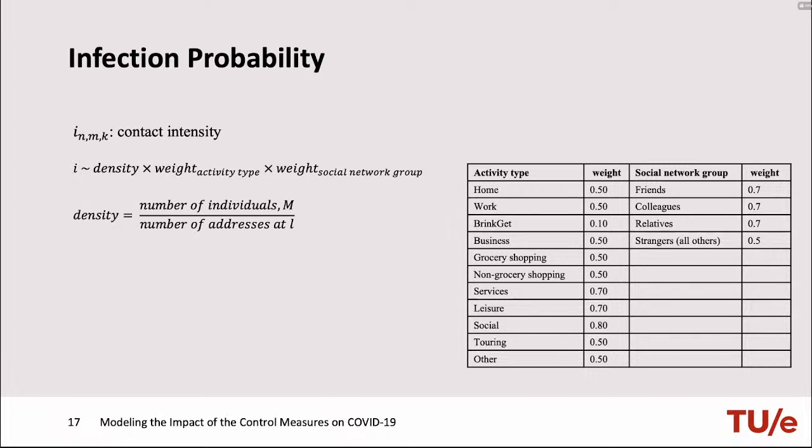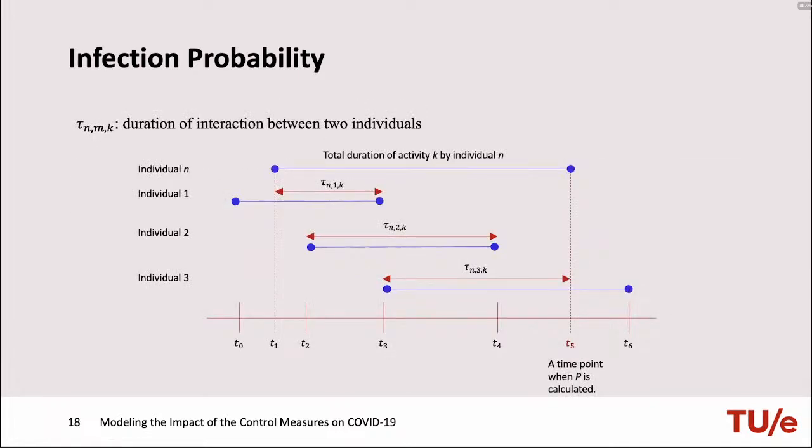And the contact intensity is determined by the density of people in the area, and different weights will be assigned by different activity types and social network group. For example, social and leisure activity types will have higher weights than other activity types. And the people within the social network group have a higher rate than others, strangers. Next, duration of interaction is calculated for each activity. This diagram shows how the total duration of interaction between an individual and three other individuals is calculated.